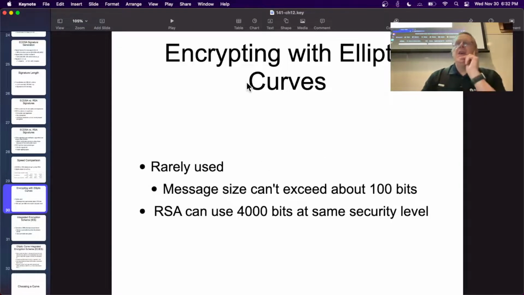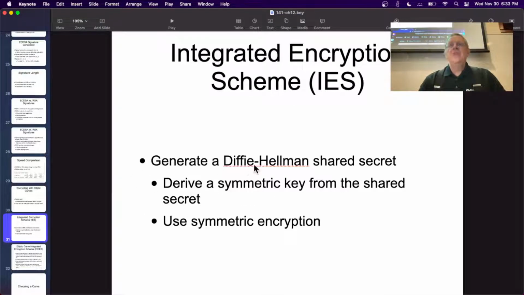All right. You can actually encrypt your data directly with elliptic curves, but the problem is you can't encrypt any long message. You can only encrypt about 100 bits. So that's not really enough to encrypt much of anything. So you don't normally do it this way. What you normally do is you use Diffie-Hellman to have a shared secret, then you run it through a key generation algorithm, and then you use AES to encrypt with that key. That's the way you typically do it.